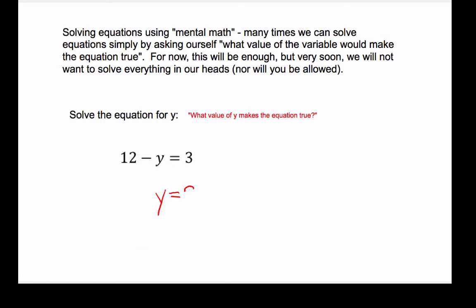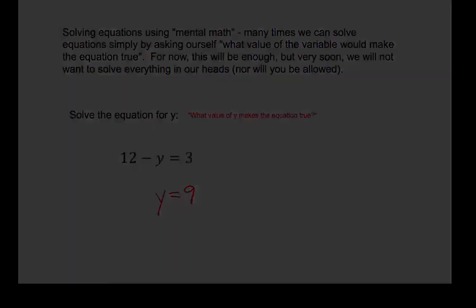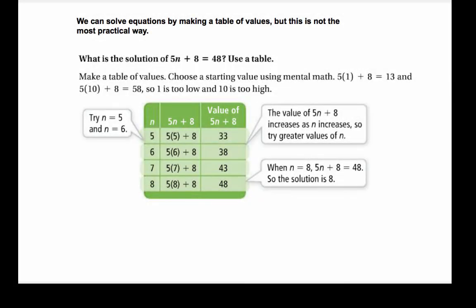Well, y is going to be 9. 12 minus 9 is 3. That's mental math. Another way that we can solve an equation is by making a table of values, but this is not the most practical way. What is the solution of 5n plus 8 equals 48?